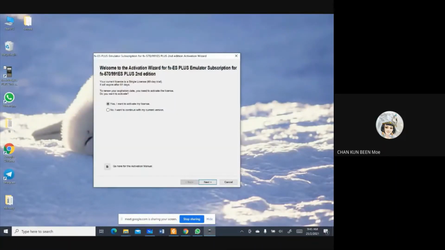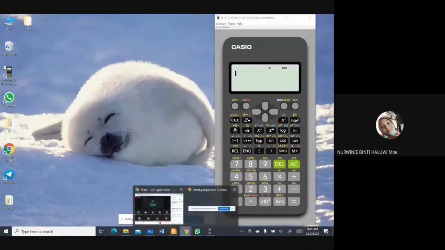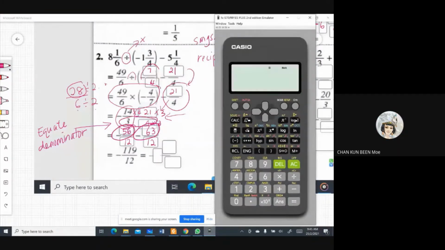Everybody bought your calculator already? Yes. No, it's okay. When you get back to school later on, you just buy one for practice, or else you can use the basic calculator, the normal one.